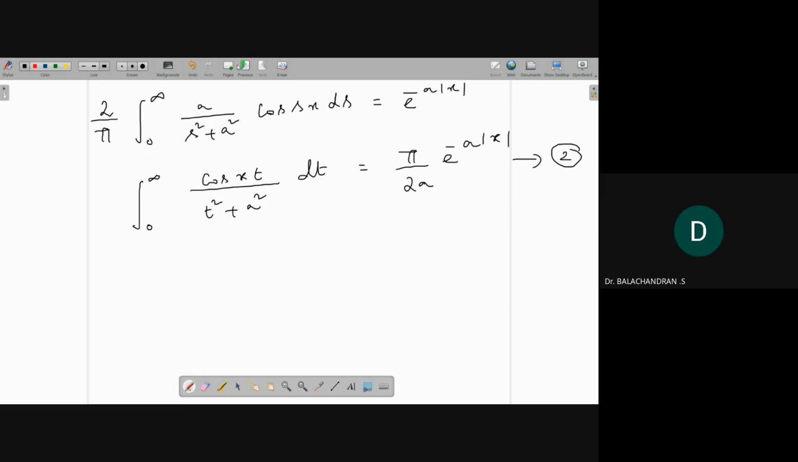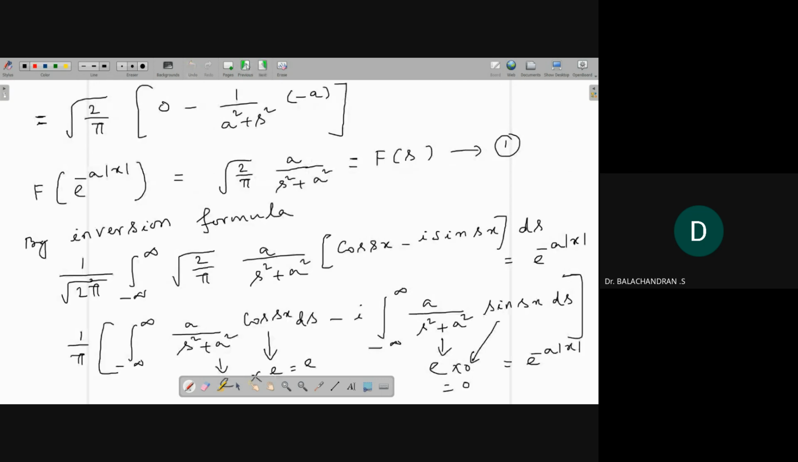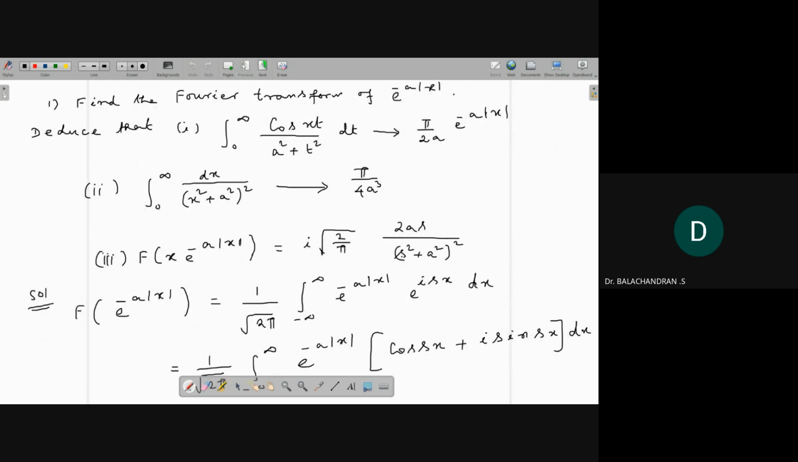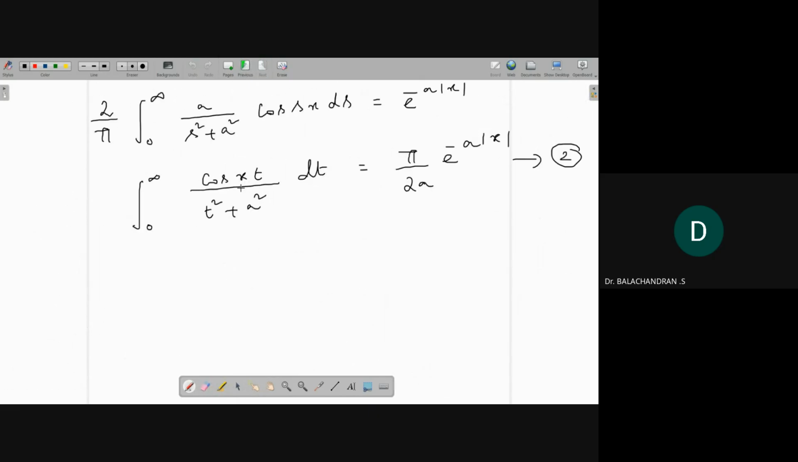Pi by 2a e power minus a mod x. Yes, this is the answer. The integrand is cos xt by t square plus a square into dt. So we derived the first reduction part. Now we are going to derive the second reduction part.